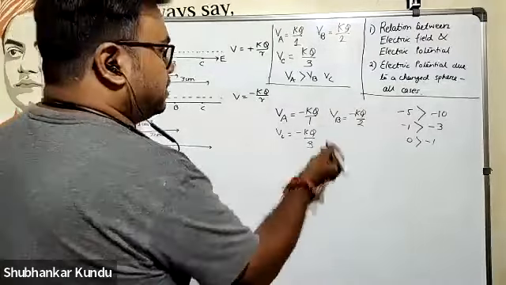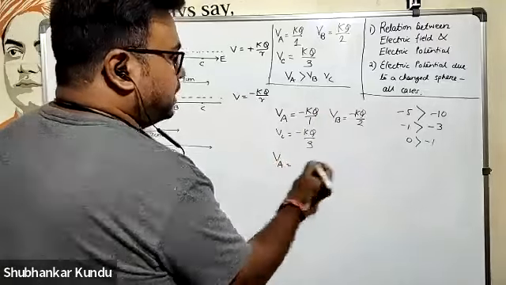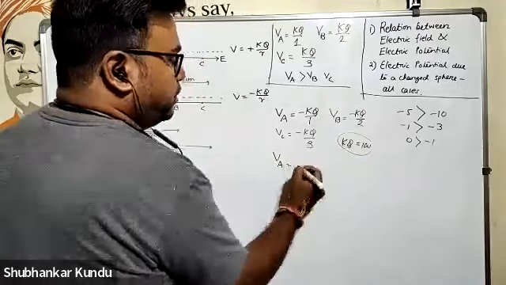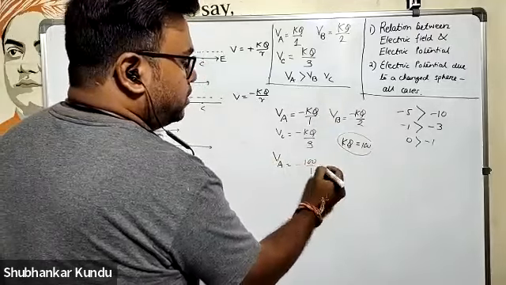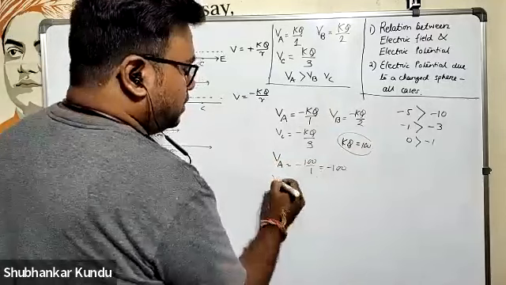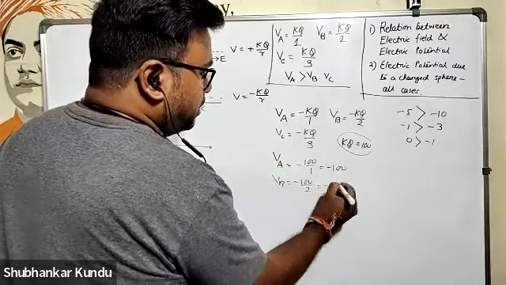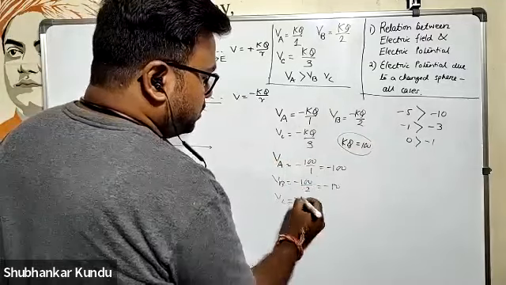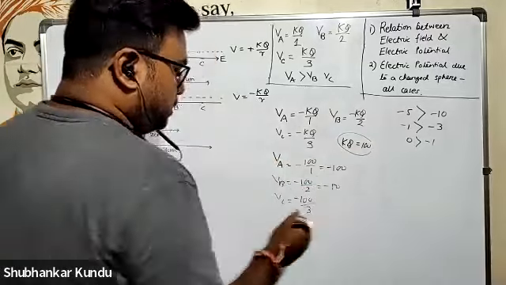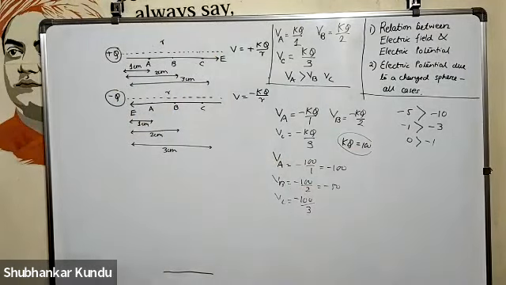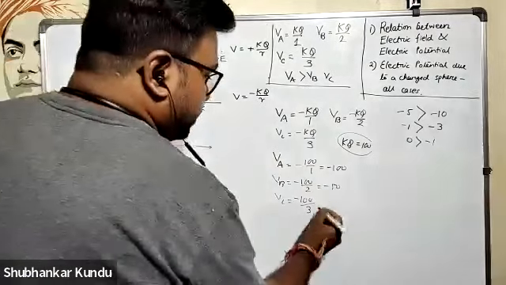Okay, fine. Let us consider again. Let KQ is equal to 100. So VA will be minus 100 by 1 is equal to minus 100. VB is equal to minus 100 by 2 is equal to minus 50. And VC is equal to minus 100 by 3. Let me change the marker. It is not working. VC will be minus 33.